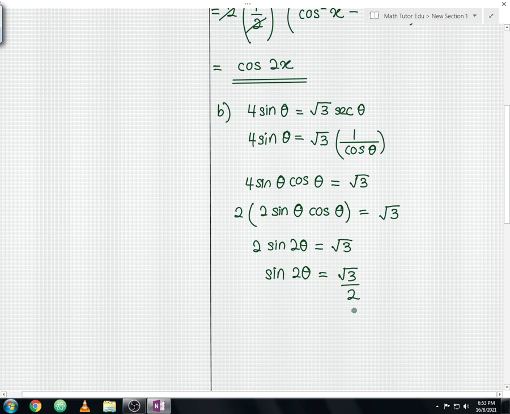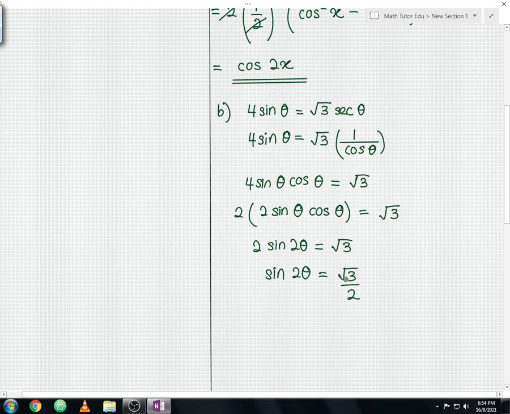So from here, sin 2 theta is equal to square root 3 over 2. To find 2 theta, you need to take sin inverse of square root 3 over 2. If you take a look at this expression, square root 3 over 2, we can form this value based on another triangle identity.